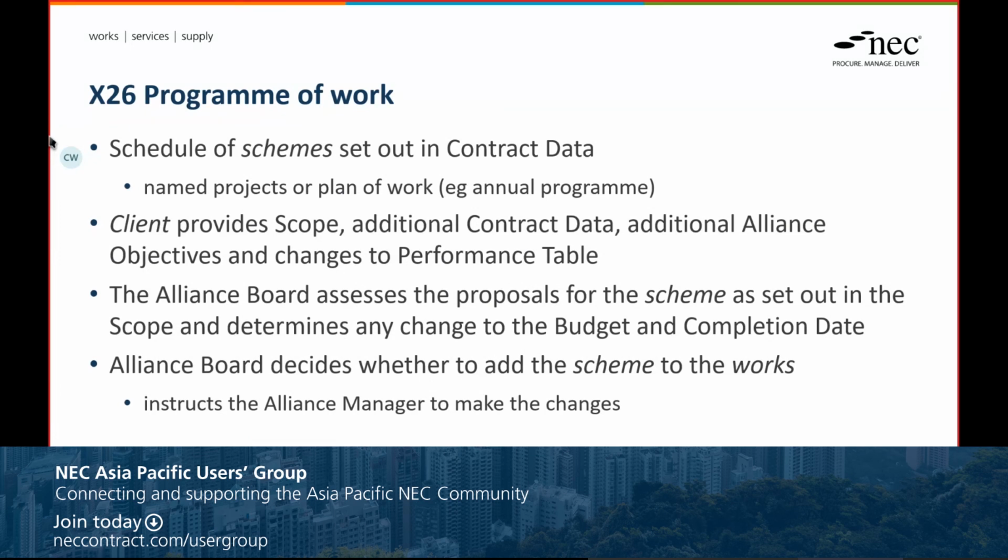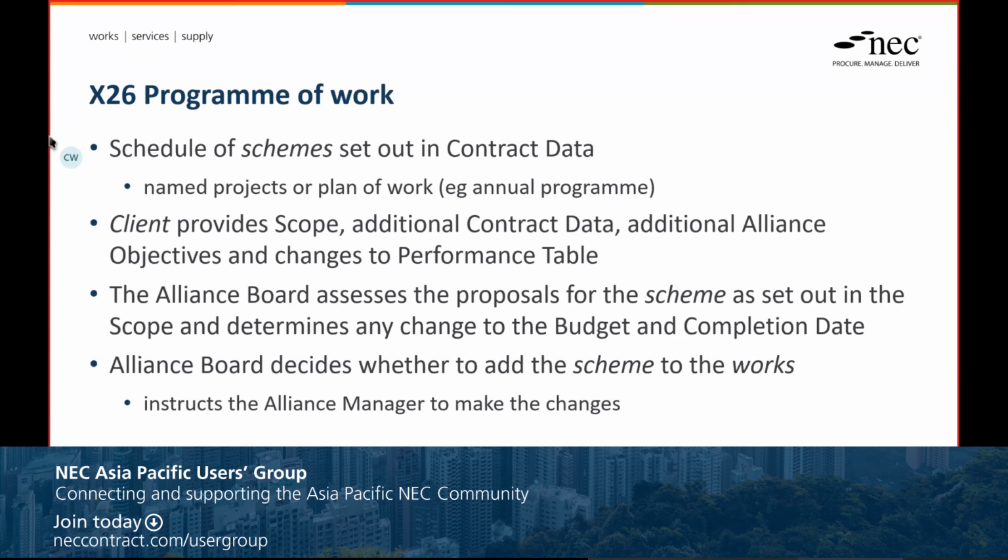X26. So X26, I mentioned near the beginning, is about the ability to call off work, and that's really the function of X26. Through this provision, projects or smaller projects can be called off. They talk about schemes, but you can call off work throughout the life of the alliance.